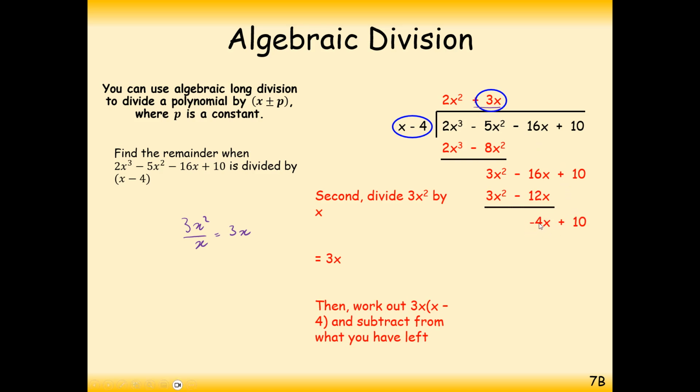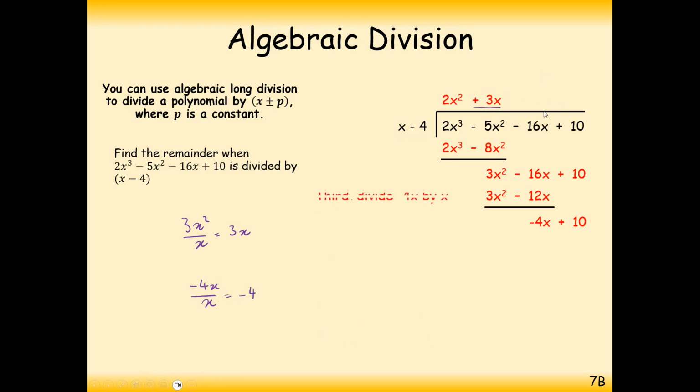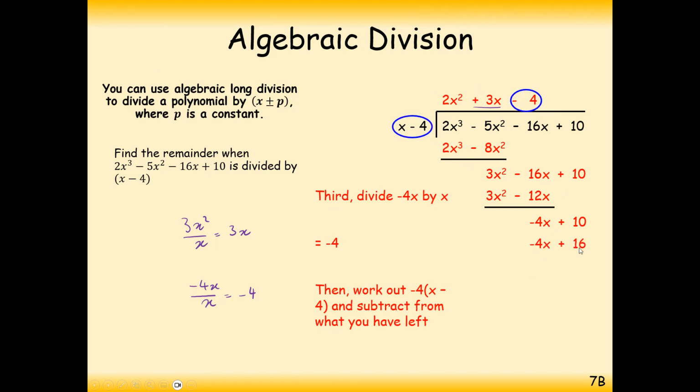Now you're dividing minus 4x. This is another way to think about it. Minus 4x divided by x, you just get a minus 4. That's why we're going to write minus 4 at the end there and multiply up. So that's multiplying everything, and with these last two terms, you do get a remainder of a negative 6.